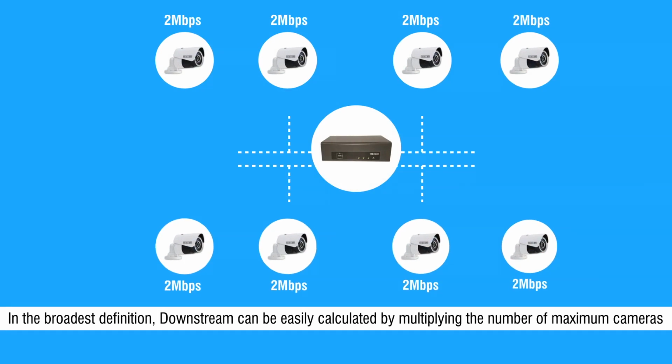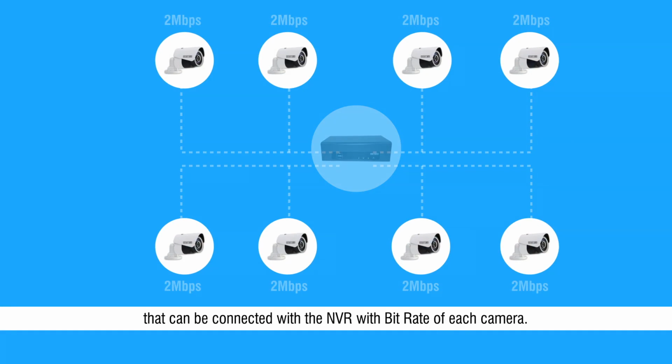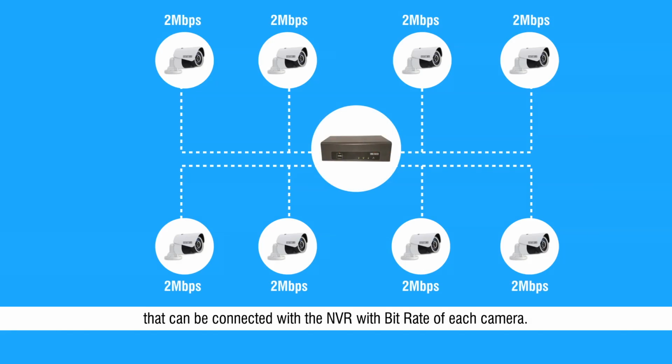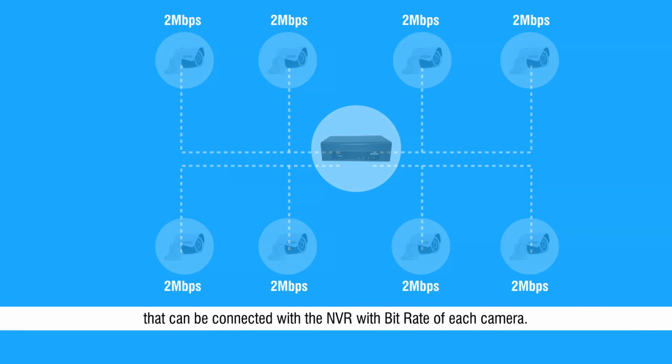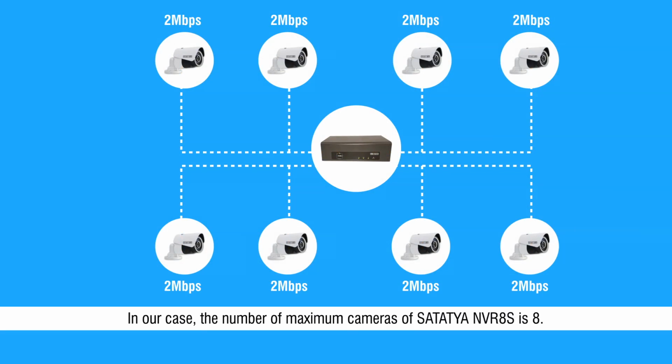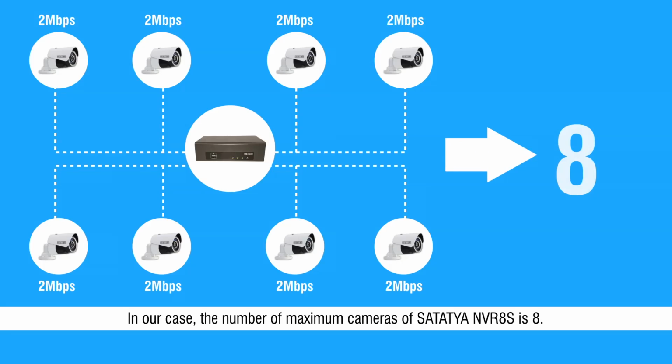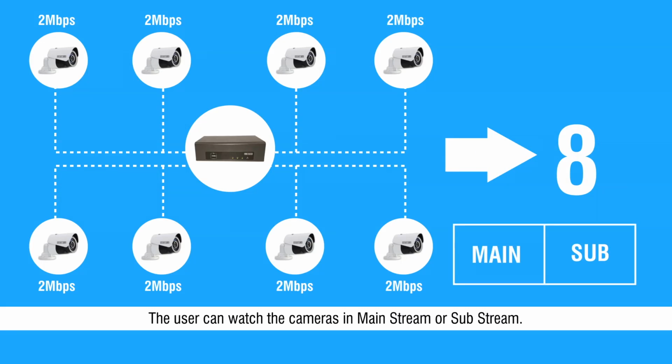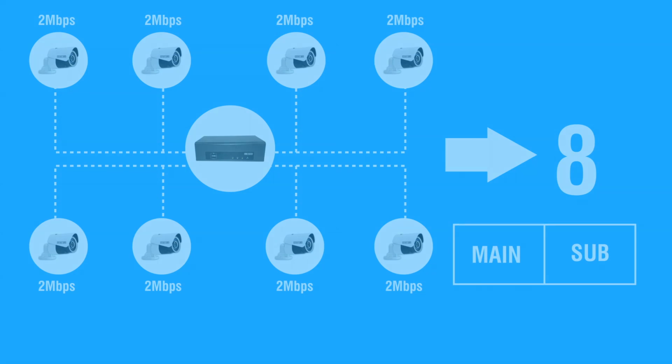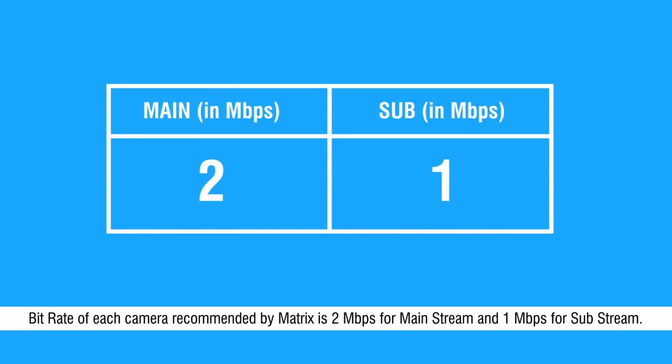In the broadest definition, downstream can be easily calculated by multiplying the number of maximum cameras that can be connected with the NVR with the bitrate of each camera. In our case, the number of maximum cameras of SATATYA NVR8S is 8. The user can watch the cameras in mainstream or substream. Bitrate of each camera recommended by Matrix is 2 Mbps for mainstream and 1 Mbps for substream.